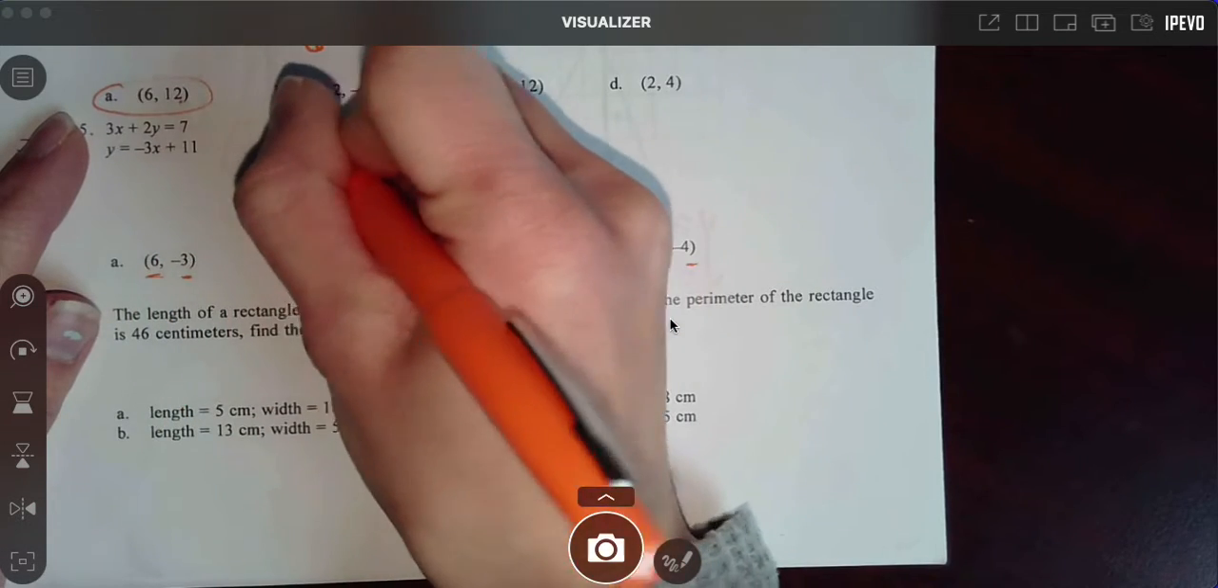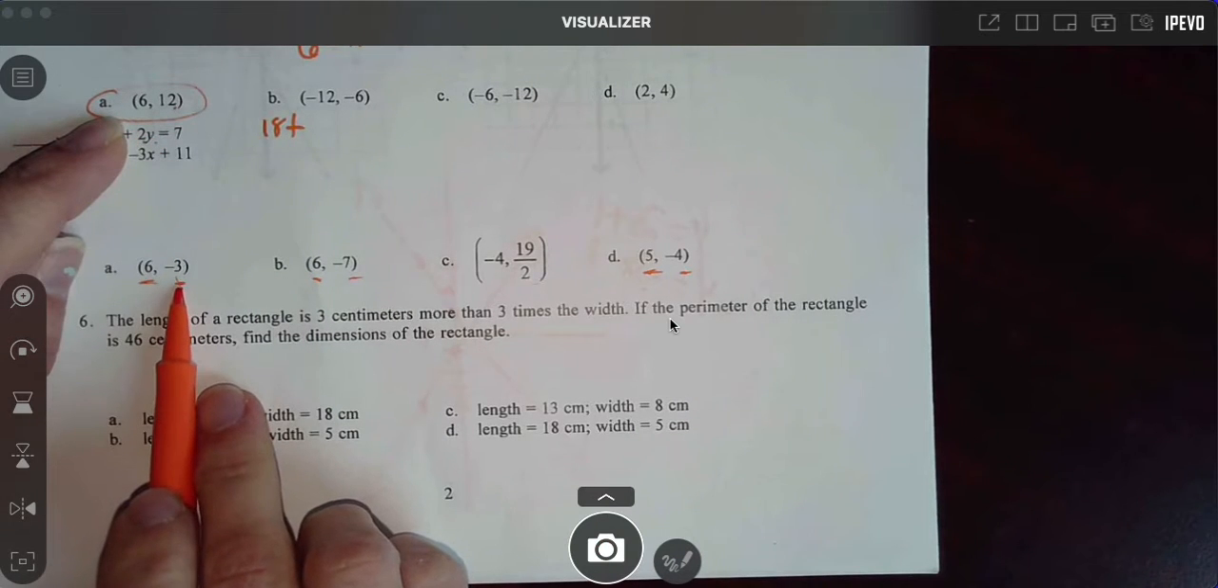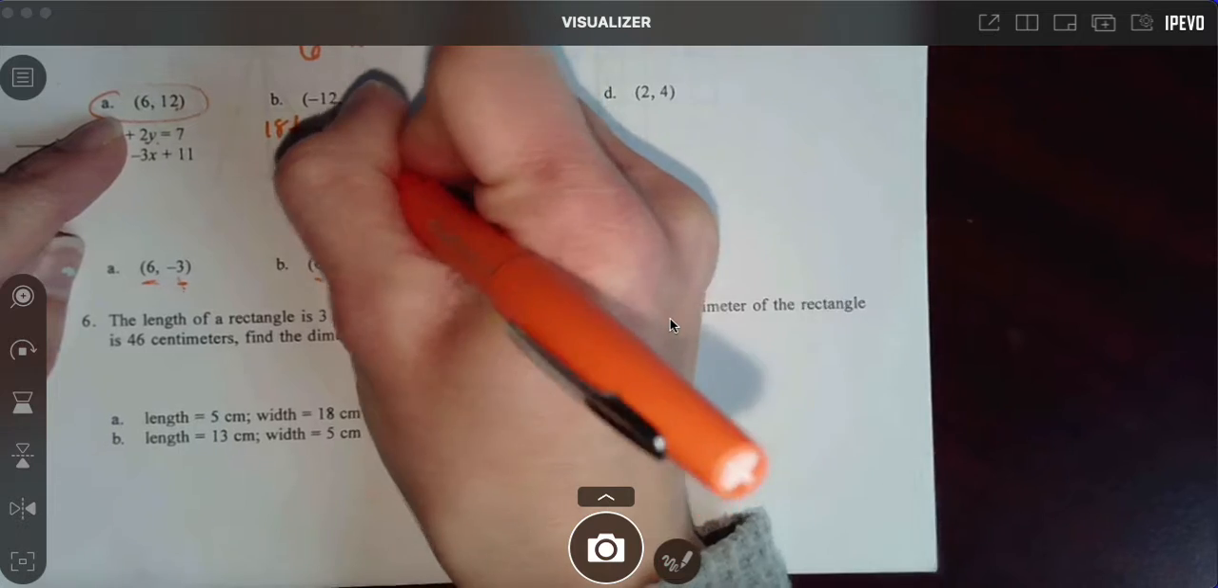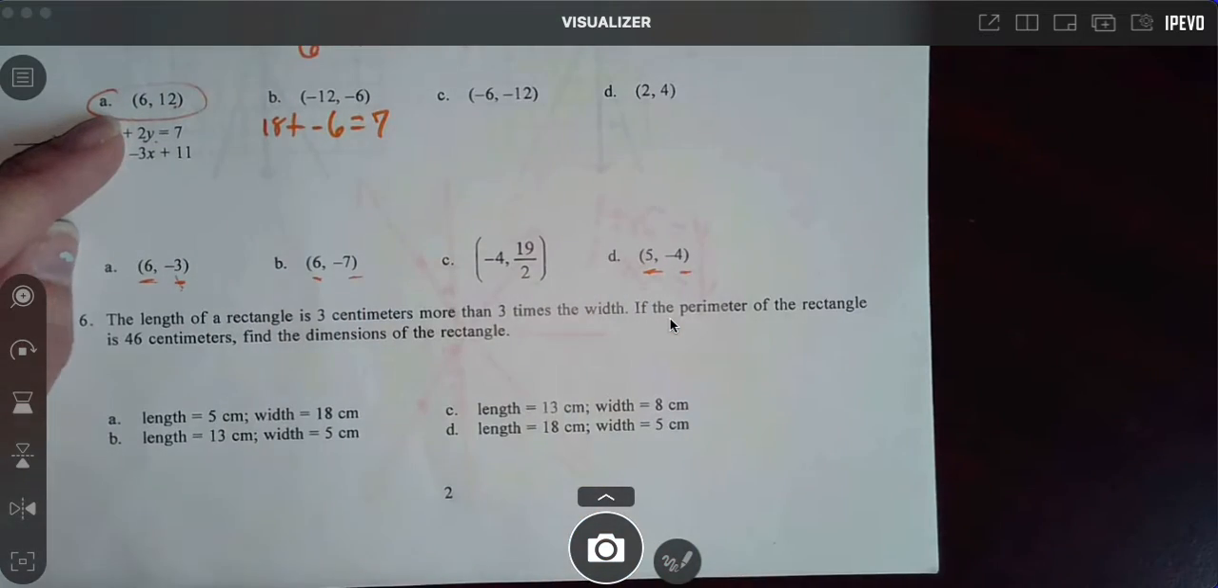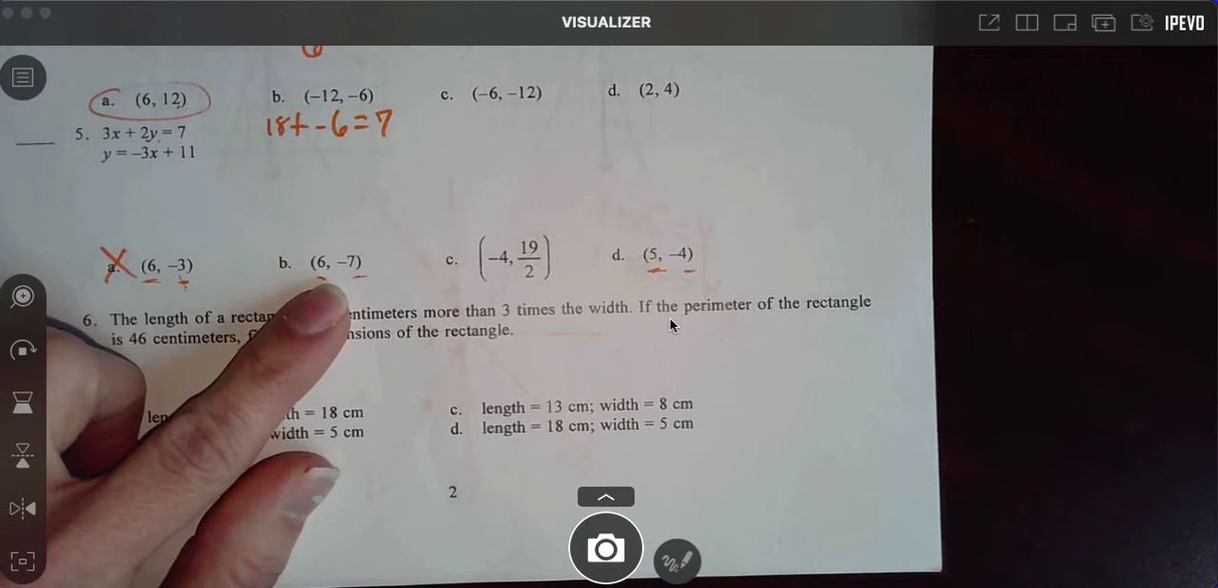18. Plus, and what is 2 times y? 2 times negative 3. Negative 6. Does that equal 7? Is 18 plus negative 6 equal to 7? No, then that is not an answer. Let's go to the next one.